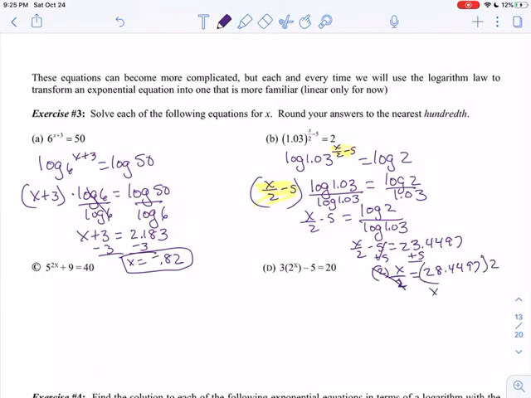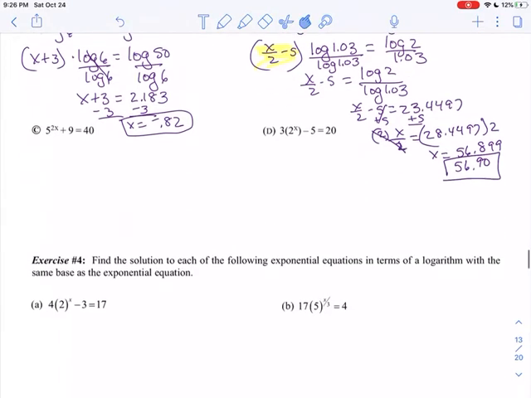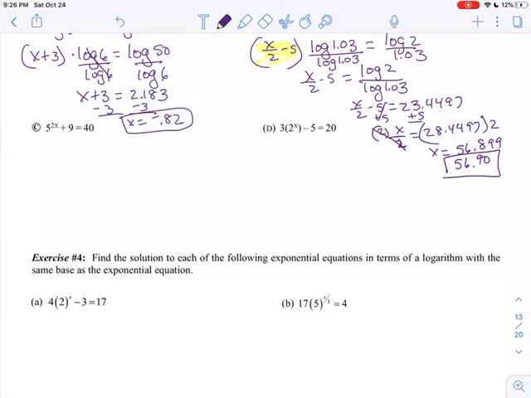So that's going to be x over 2 equals 28.4497. And I have to get x by itself. I'm going to multiply by 2. Multiply this whole thing by 2. So I actually get x equals 56.899. Notice I kept a lot of these digits to the end. I want to round my answer to the nearest hundredth, but I don't want to do that until the end. Okay?